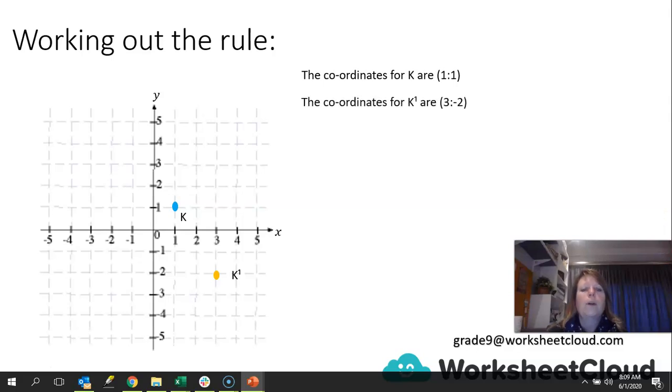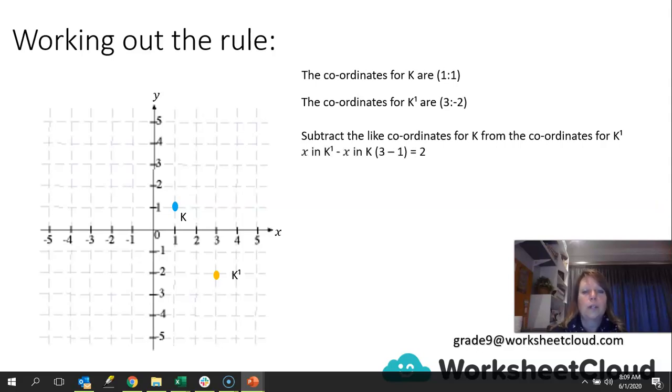Okay, so the coordinates for K1 are 3, minus 2. As you can see, 3, minus 2. And we need that to actually help us work out the rule. Right, so we're going to subtract like coordinates of K from the coordinates for K1. So we first are going to look at the x coordinate in K1 minus the x coordinate in K. And the x coordinate in K1 is 3. Here we go, there it is, it's 3, and the x coordinate in K is 1, and there we have it there. So it will be 3 minus 1, which will give me 2.